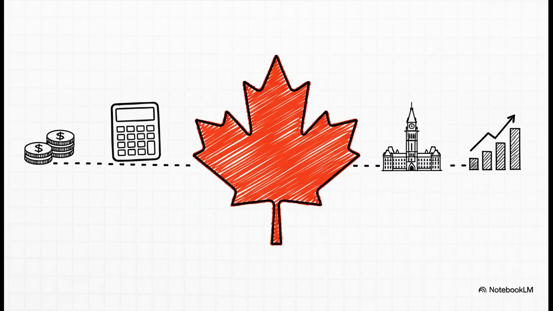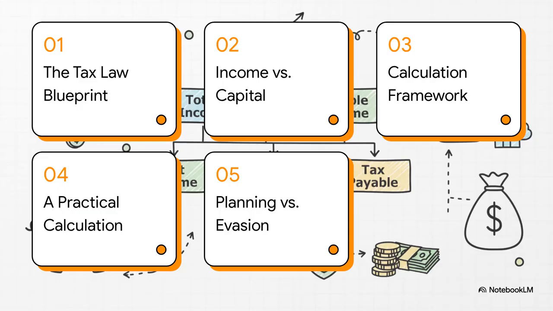Okay, let's get started on our exploration of Canadian personal income tax. So here's our roadmap for today. First, we'll look at the big picture, the actual blueprint of the tax law. Then we'll zoom in on the critical difference between income and capital, which is a game changer. After that, we'll roll up our sleeves and walk through a step-by-step calculation. And to wrap it all up, we'll touch on the human side of things, tax planning, avoidance, and evasion.